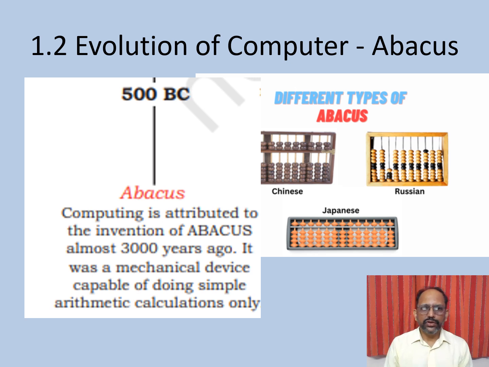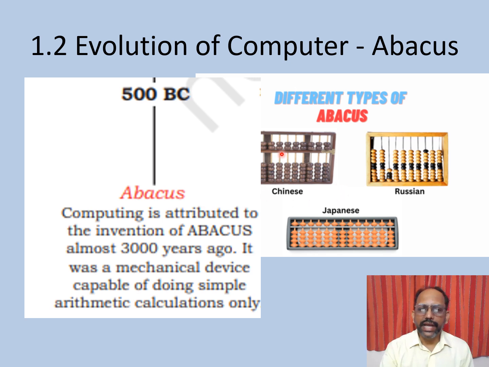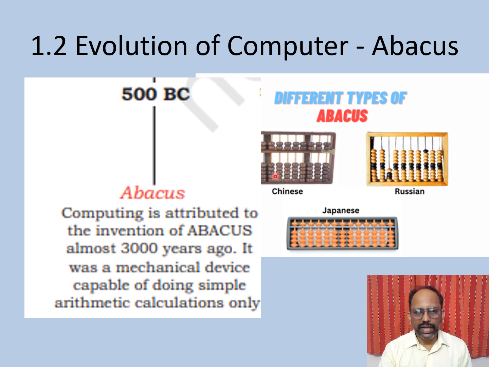Let us start the evolution of the computer with the abacus. Abacus is the name of a calculating device. It was present almost 3000 years ago. It was a mechanical device capable of doing simple arithmetic calculations only. There are different versions of the abacus: Chinese abacus, Russian abacus, Japanese abacus. And this particular tool is still used in many parts of the world. It is the oldest computing tool. Abacus is the oldest computing tool.